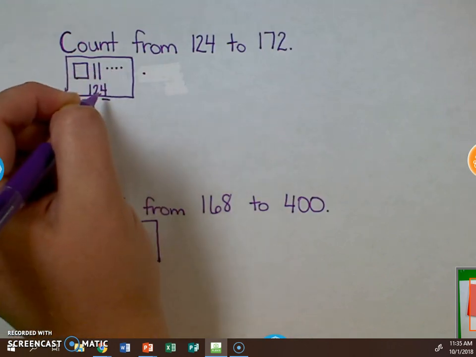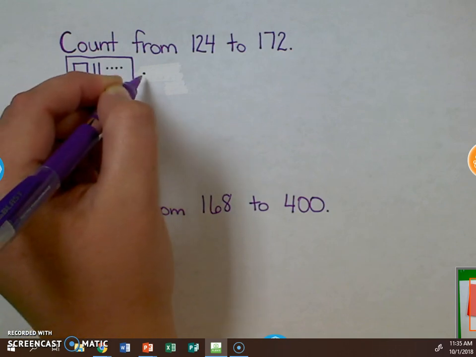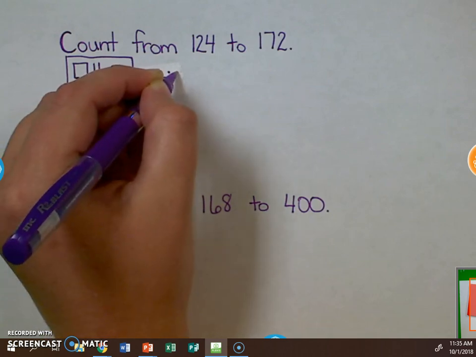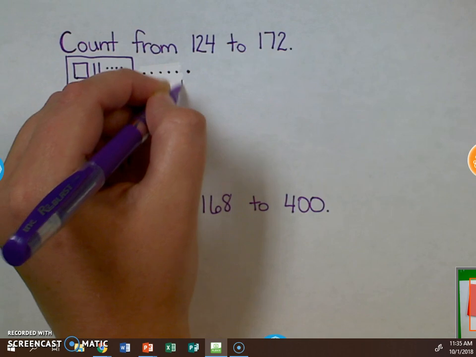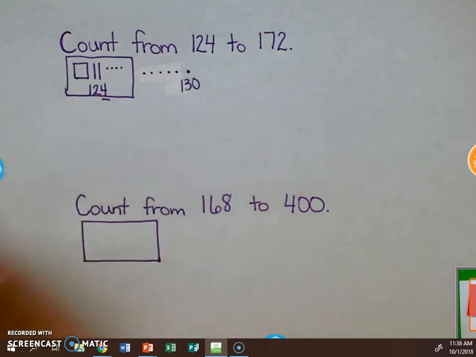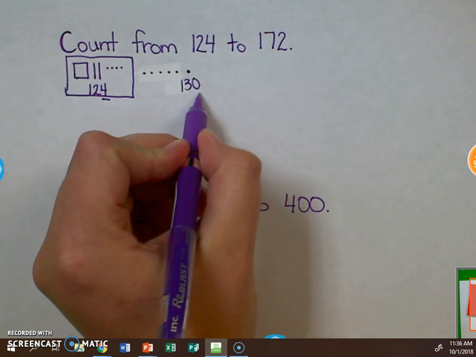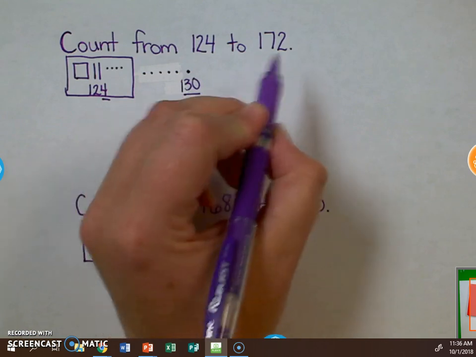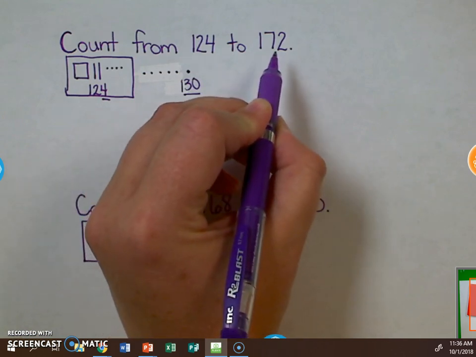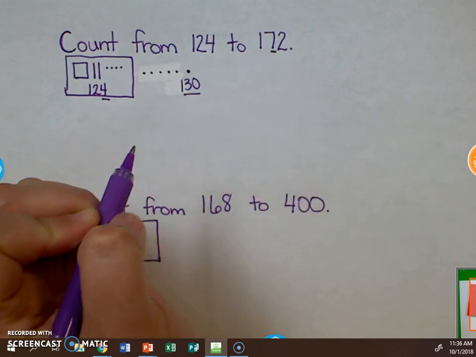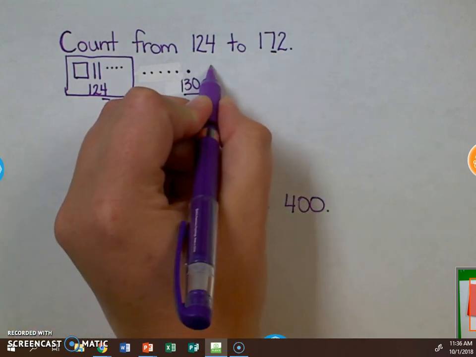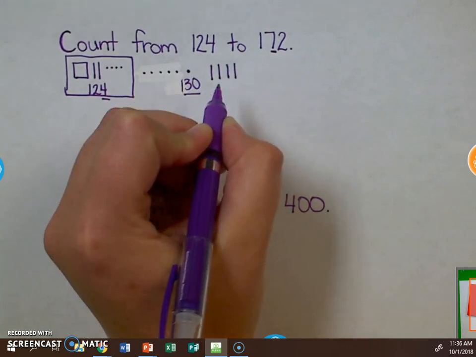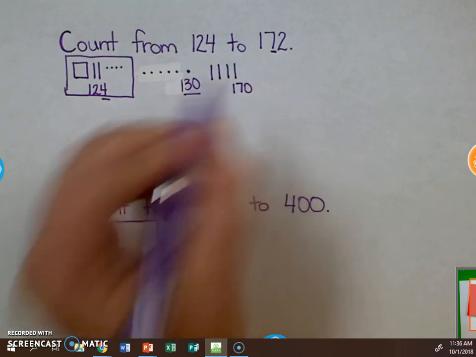1, and we're adding that to 124. So 125, 126, 127, 128, 129, 130. So we have now reached 130. This forms a 10. It is easy to count by 10, so we will then continue counting by tens until we get to 170, because we need to get to 7 tens. 130, 140, 150, 160, 170. We are now at 170.